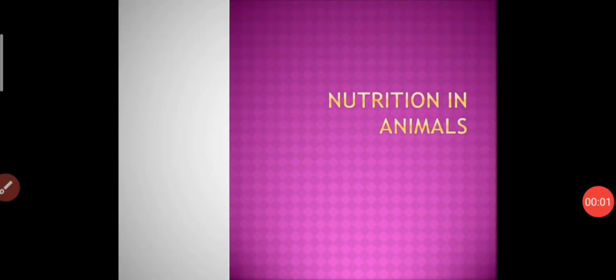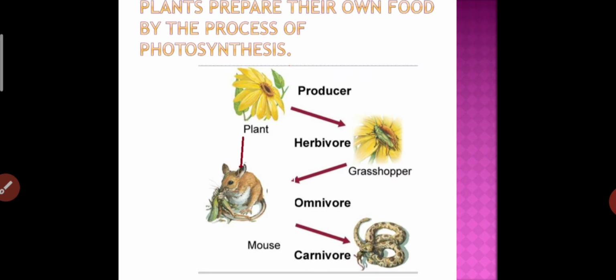Nutrition in animals. We have already learned about nutrition in plants. The plants prepare their own food by the process of photosynthesis. The plants utilize carbon dioxide and water, and in the presence of sunlight and chlorophyll, they prepare their own food. The plants are capable of preparing their own food from inorganic materials.